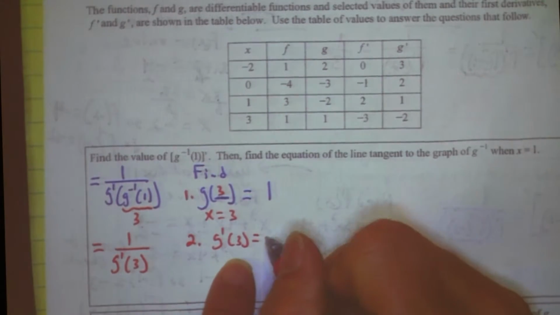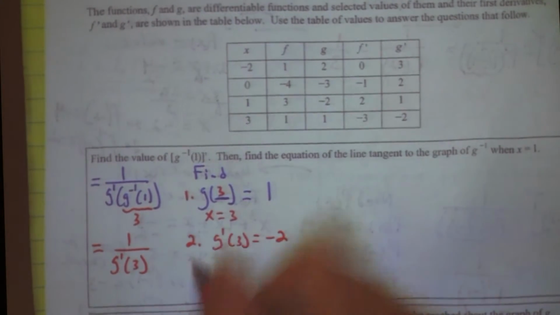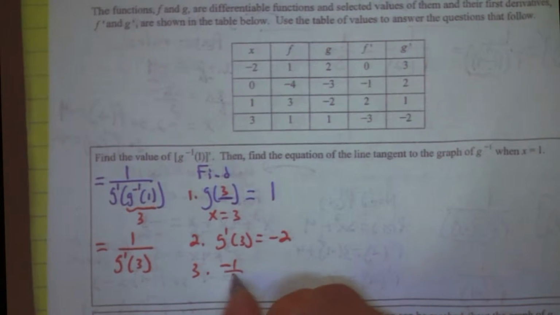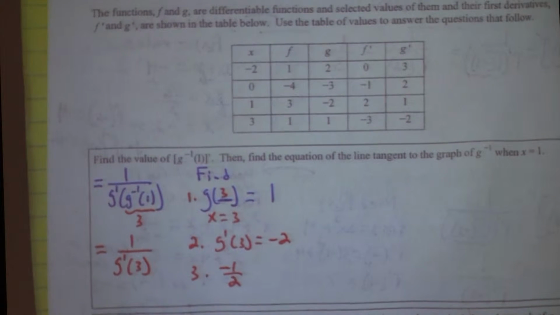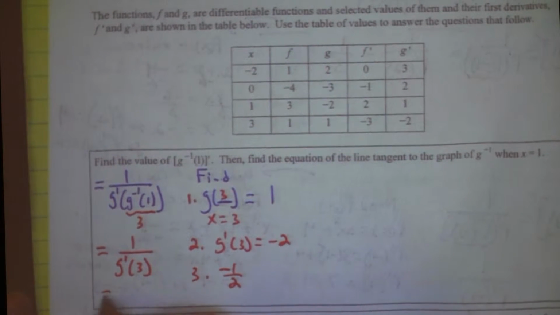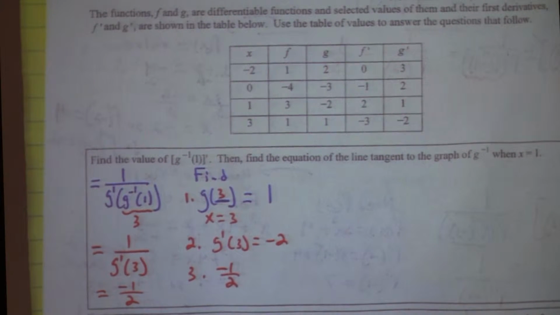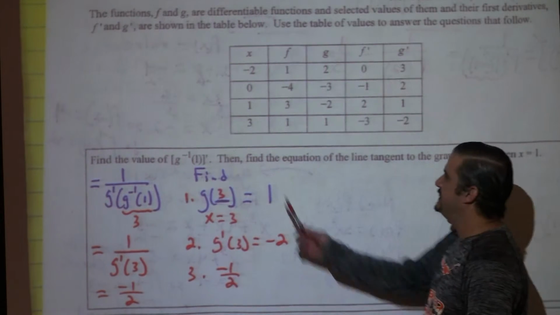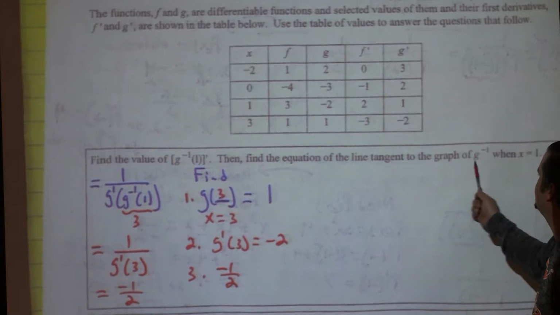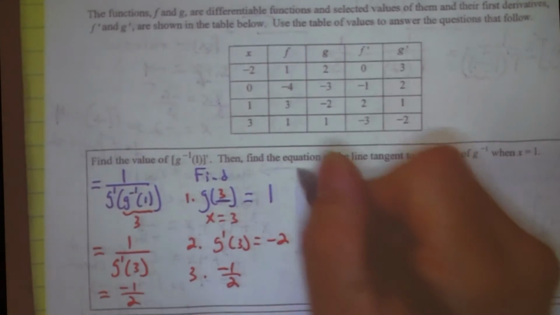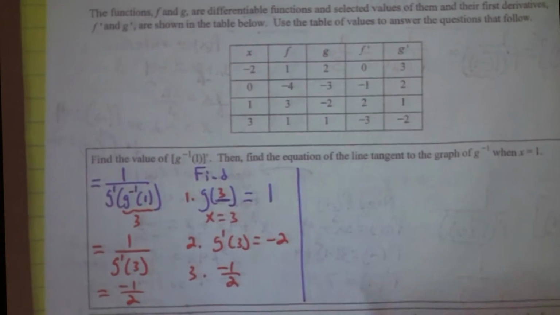So what was it? -2, so my steps say to just do what to that? Flip it, so it's -1 over 2, which is exactly what you would get over here if you were to put -2 there on the bottom. Got it? Alright, so then it says, find the equation of the line tangent to the graph of the inverse when x equals 1. So how do I find the equation of a tangent line? The point and the slope.